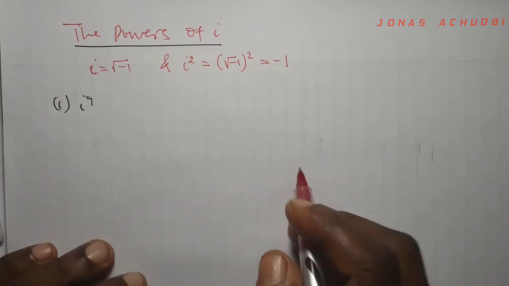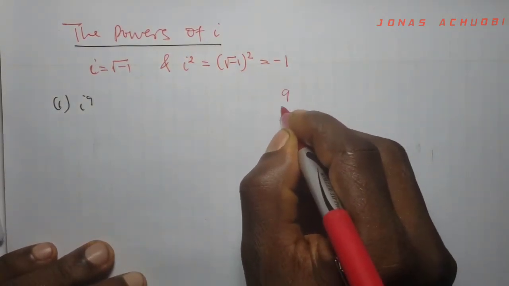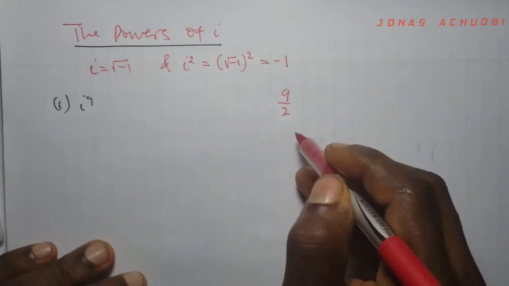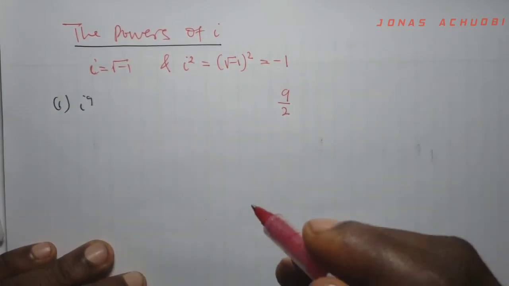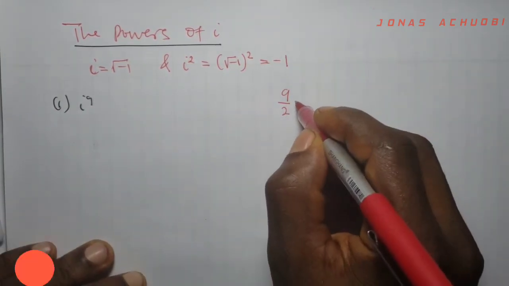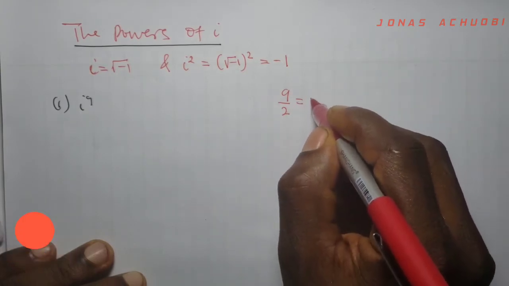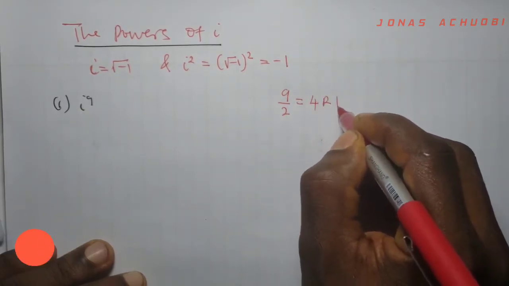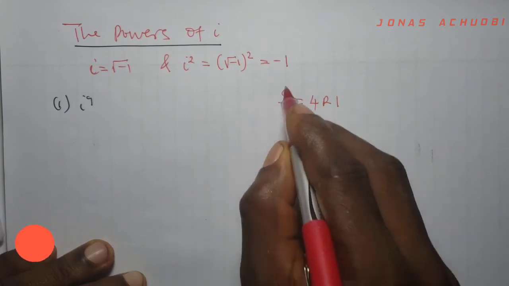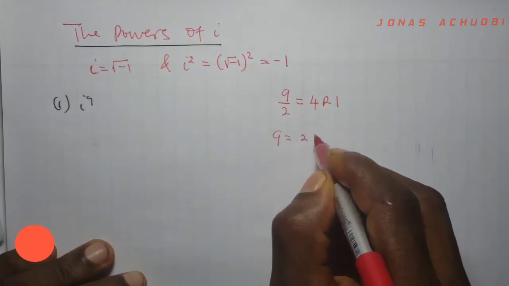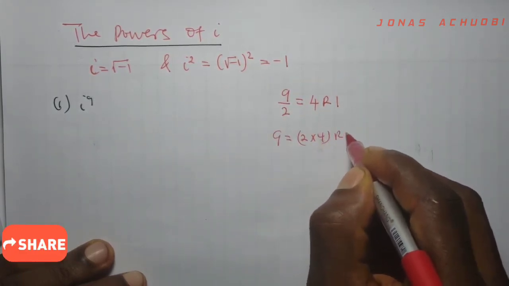This is what we're going to do. I just come over here, I divide 9 by 2, and I will divide by 2 at all times. So 9 divided by 2 is nothing but what? This is 4, remainder 1. So this means that I can write 9 as 2 times 4, remainder 1.